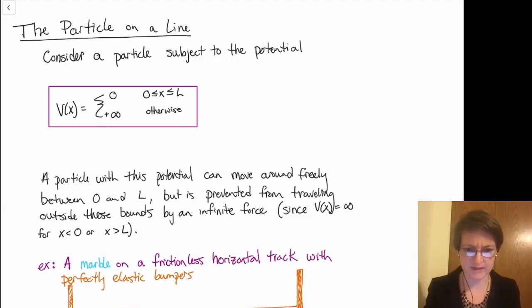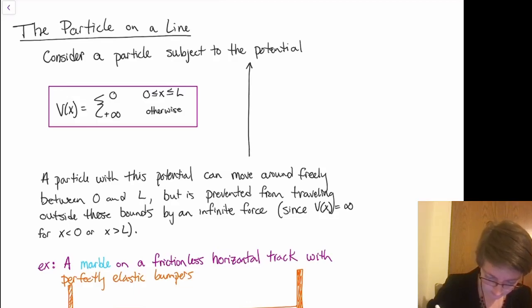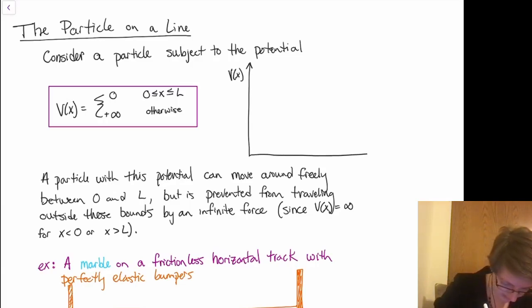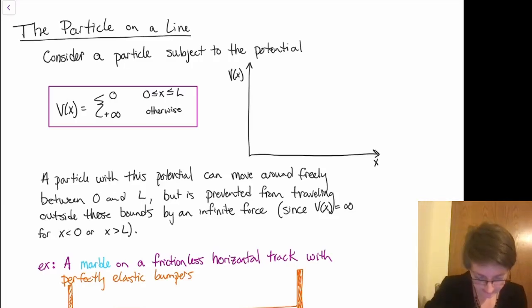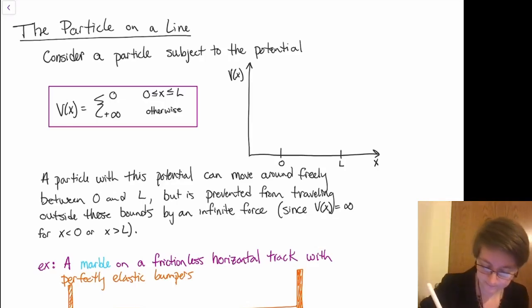So before we get started with this, it's always a good idea when you encounter a new function to have the very first thing that you do be to plot the function. So let's go ahead and plot what this particle on a line potential looks like. On my y-axis, I'm going to plot V of x, and on my x-axis, I'm going to plot the position x of the particle. And it appears that there's two different points for x that are important to us, the points x equals 0 and x equals L.